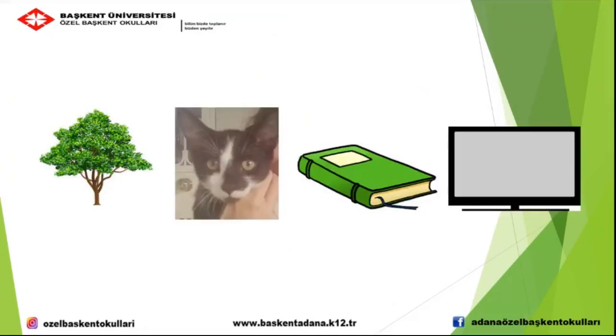Look at these pictures. Can you guess which ones of them are living things? You are right. The tree and the cat are living things. The book and the TV are not living things because they don't undergo any of the 7 life processes.